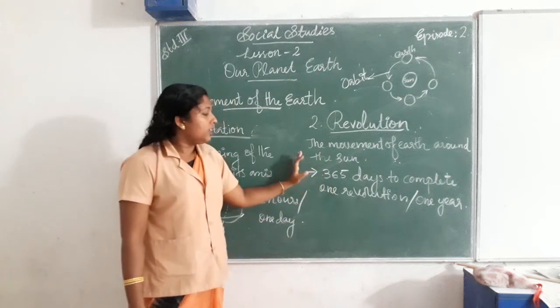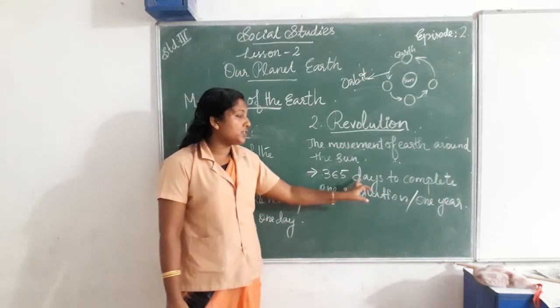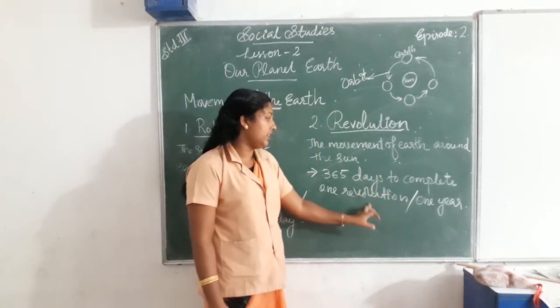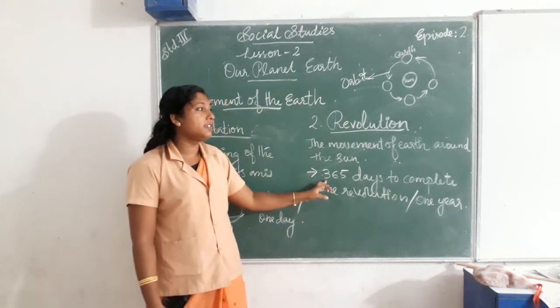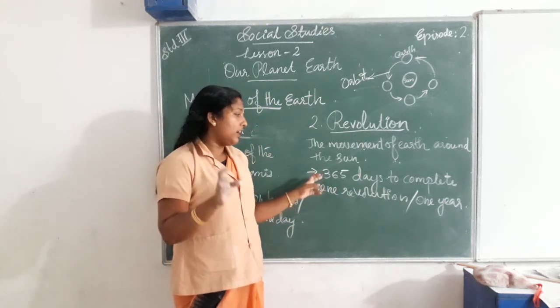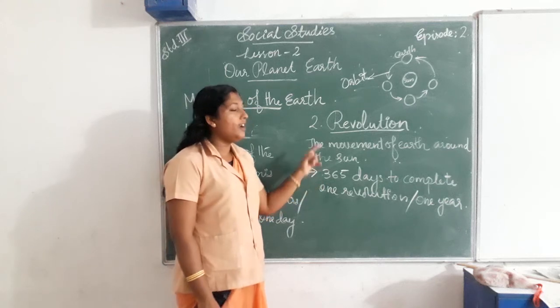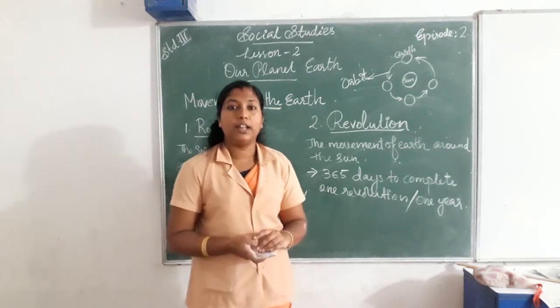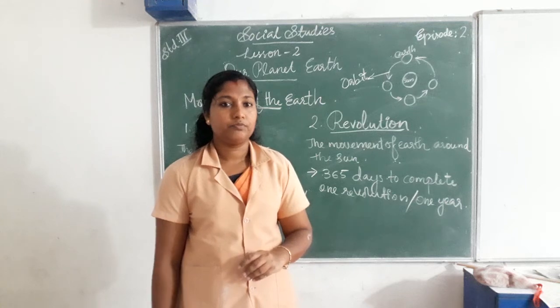Then the earth takes 365 days to complete one revolution. 365 days means 1 year to complete one revolution.